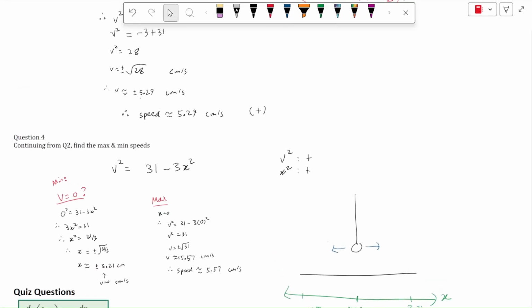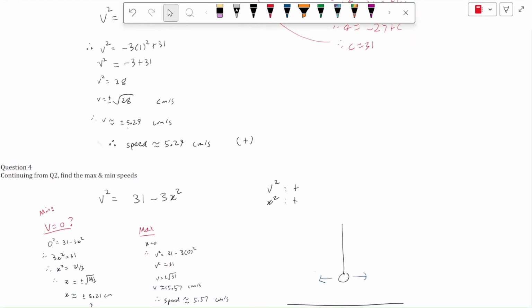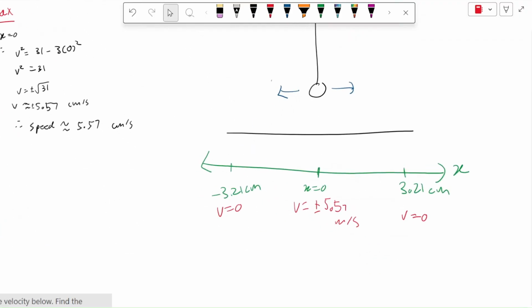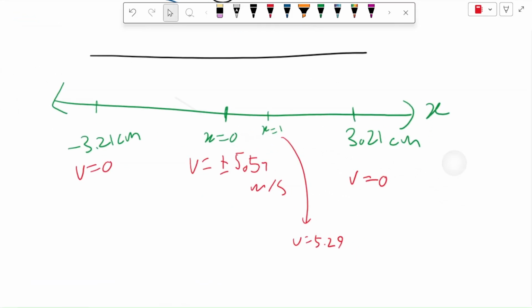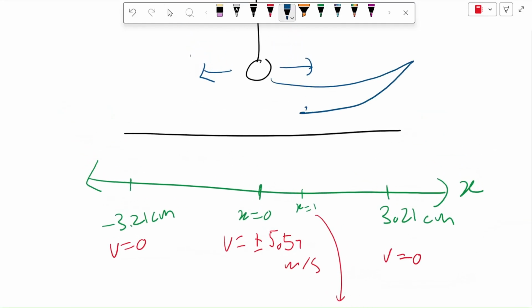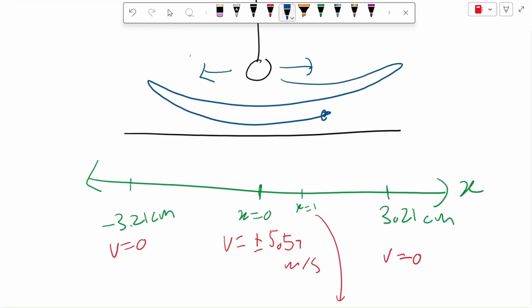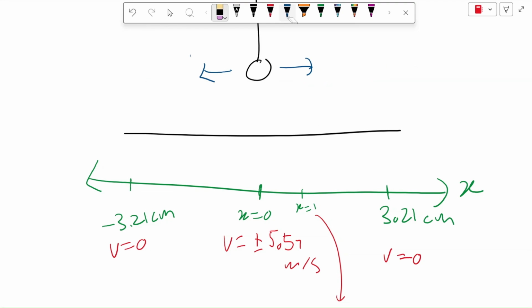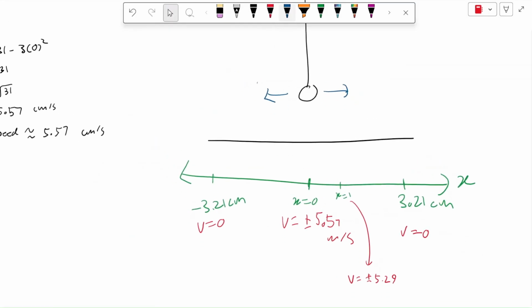The other point that we found was when x is 1, the speed was 5.29. So I might just pop that on our little graph. X is 1. And at that point there, the velocity is 5.29. Yeah, it's going to be a plus or minus, because it could be at x is 1 coming back. That would be negative, or it could be coming back to the right, which would be positive. So we actually don't know which one it is, but I do know the speed is 5.29 centimeters per second.